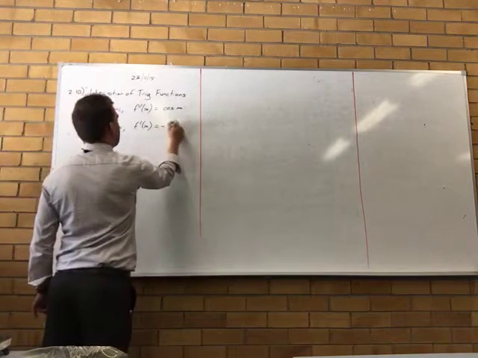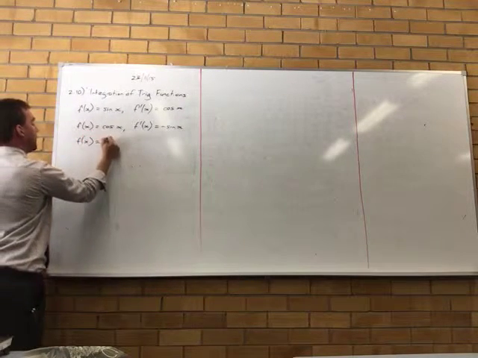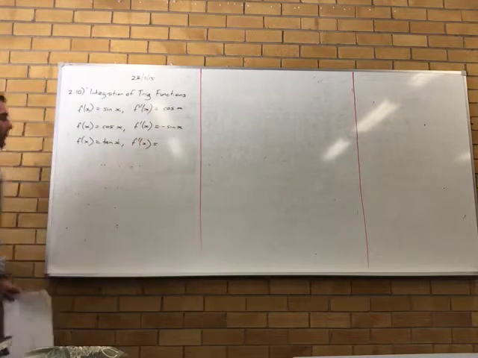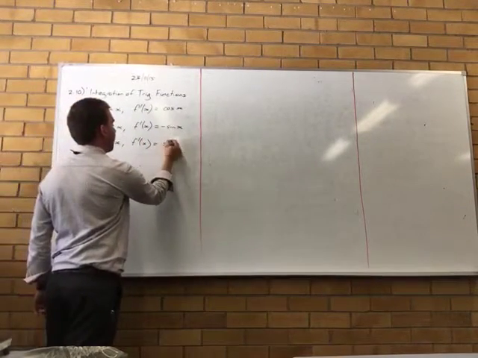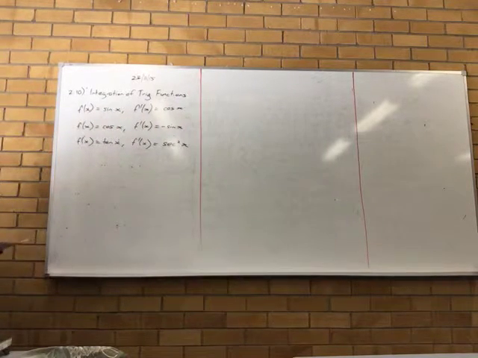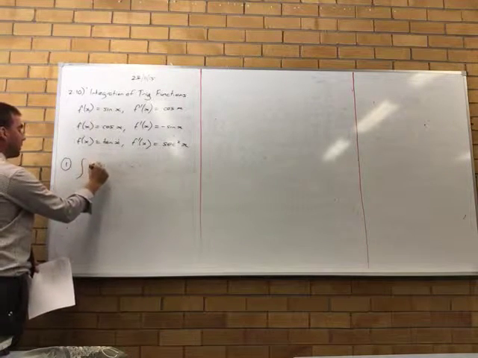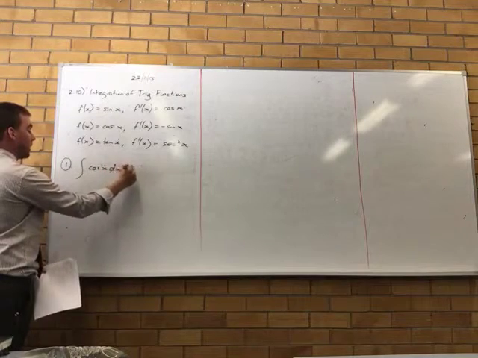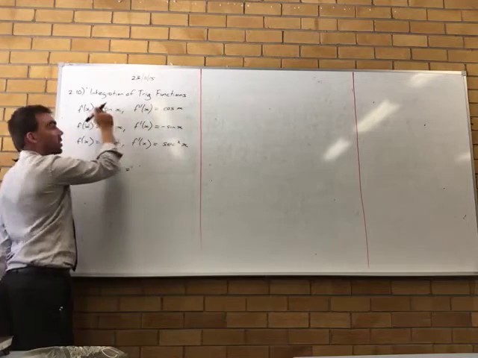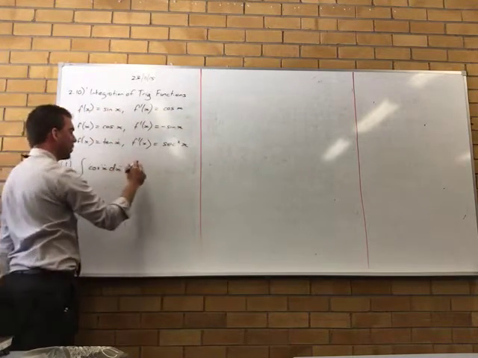Negative sine. And if f of x is tan of x, f dash of x is what? Sec squared. Okay, so we're going back the other way now. The integral of cos of x with respect to x: when we differentiate sine, we have cos, so when we integrate cos, we go back to sine.